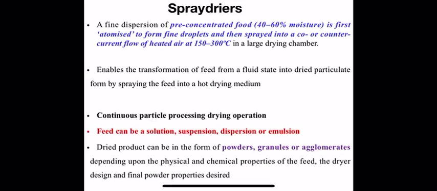And the dried product can be in the form of powder, granules, or agglomerates, depending upon the physical and chemical properties of the feed, the dryer design, and the final powder properties desired. So the final product which you want is in the form of granules, or powders, or agglomerates.